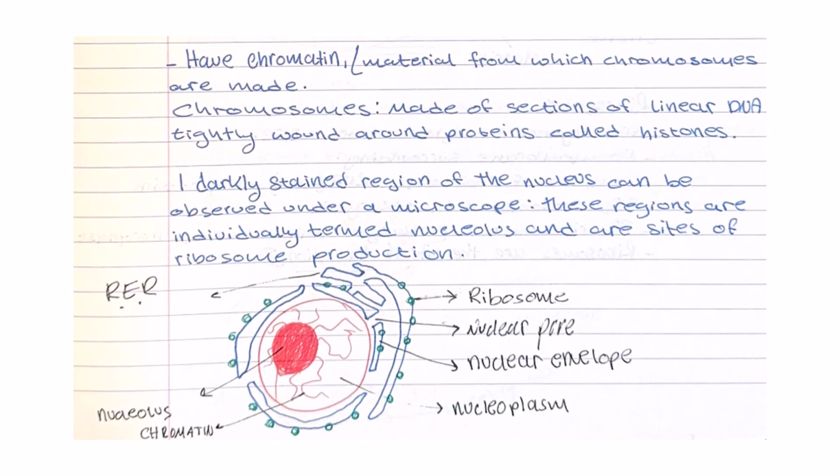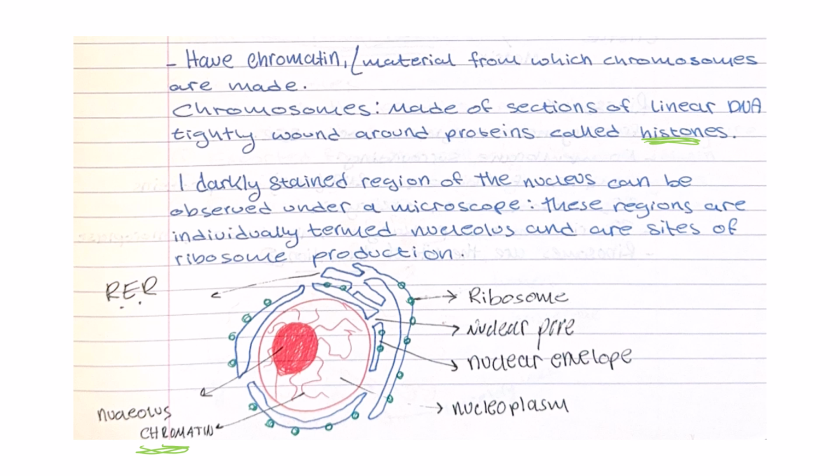It also contains chromatin. Over here in the diagram below, you can see what chromatin looks like. It looks almost like spider webs. So chromatin is the material which chromosomes are made out of. And chromosomes are made of sections of linear DNA that are tightly wound up around histone proteins.